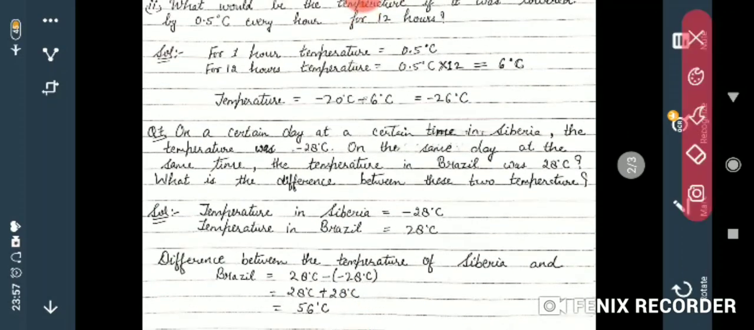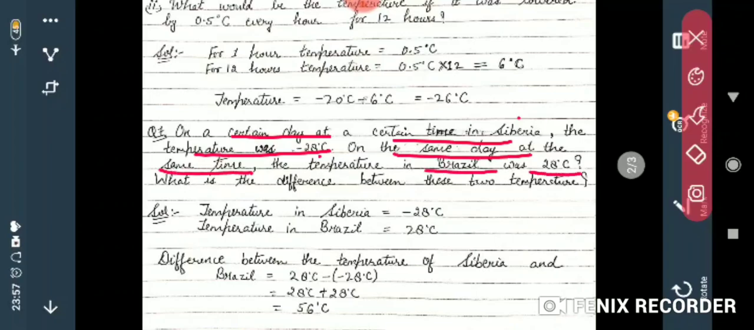Now next question. On a certain day, at a certain time in Siberia, the temperature was minus 28 degrees Celsius. So the day was same, the time was same, but the temperature was different. The temperature in Siberia was minus 28 degrees Celsius on the same day at the same time. Now same day, same time, the temperature in Brazil was 28 degrees Celsius.